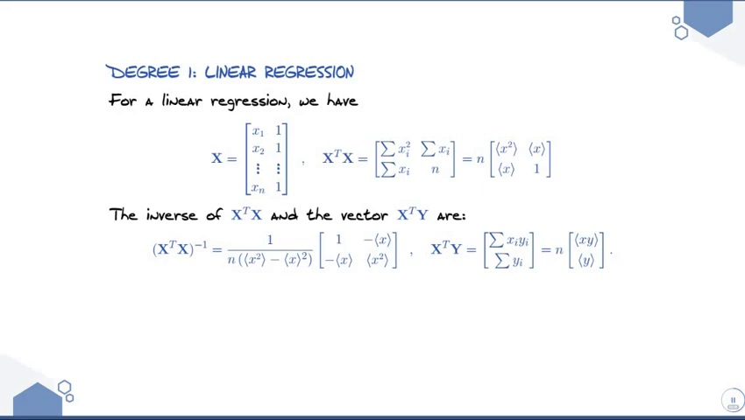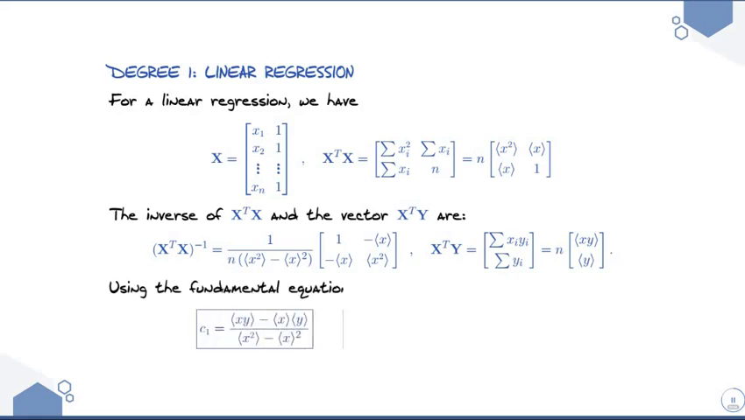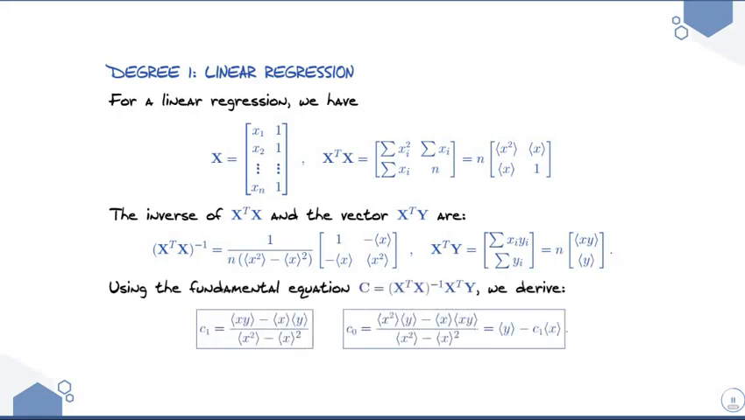The vector X transpose Y contains the sum of x times y, and the sum of y, again neatly expressed as n times the averages of xy and y. Now we apply the master equation, we get our two coefficients, the slope C1 and the intercept C0. These are the classic formulas you've probably seen before, but now derived directly from the matrix framework.